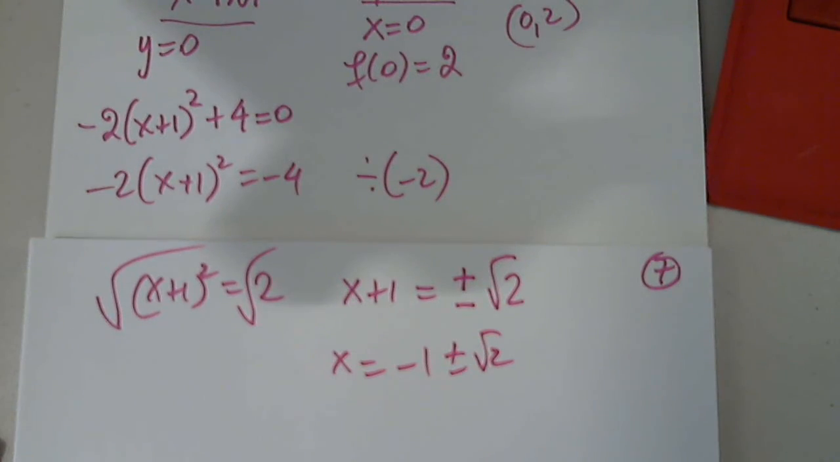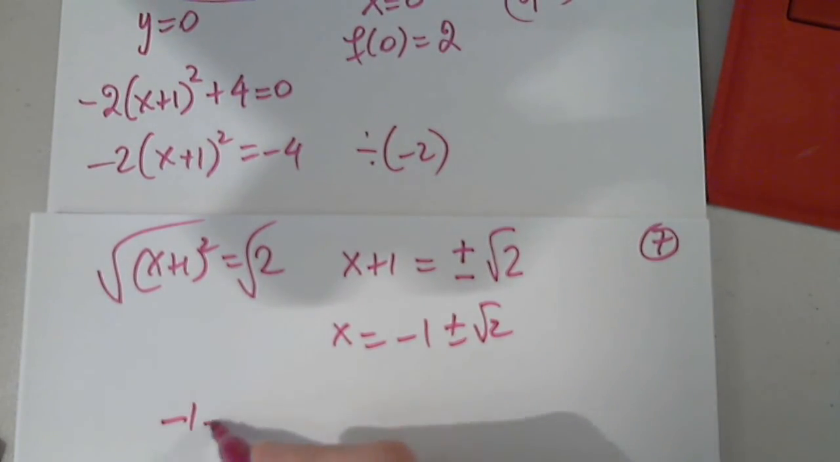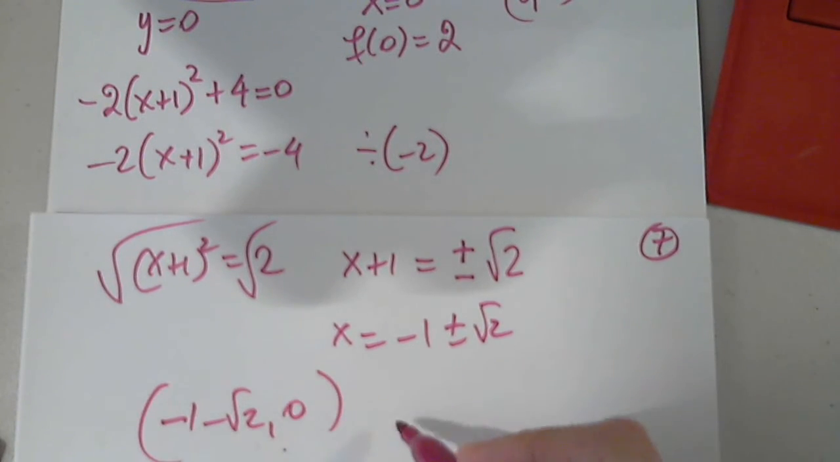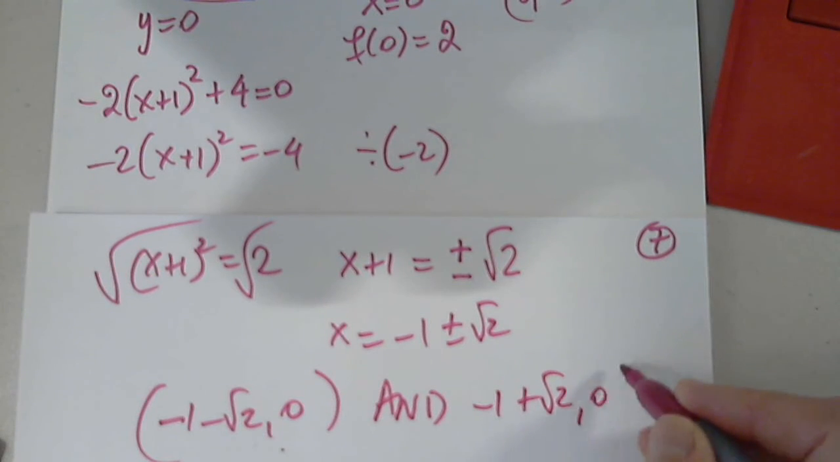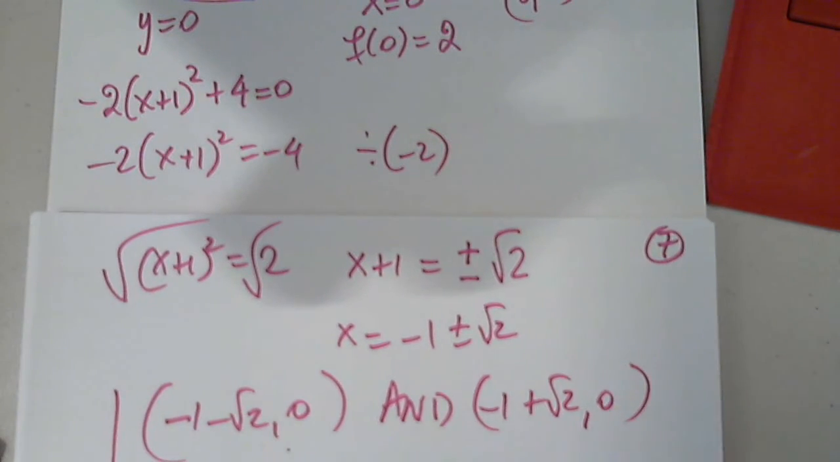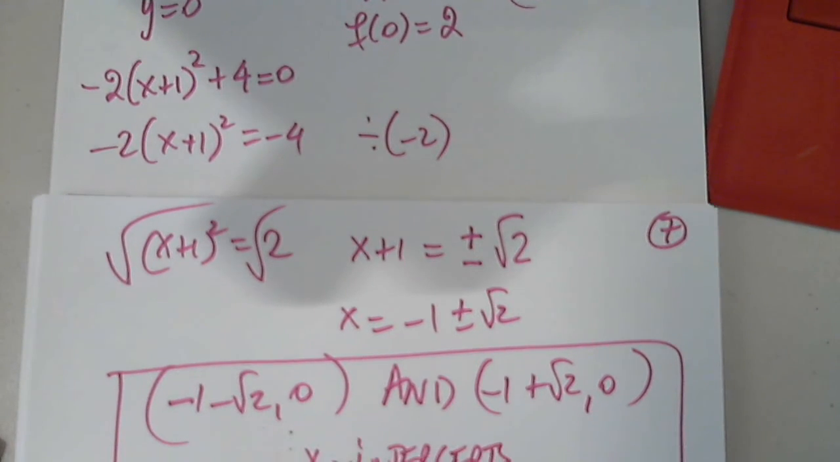So what are the x-intercepts? Negative 1 minus the square root of 2 comma 0, and negative 1 plus the square root of 2 comma 0. These are the x-intercepts, which I could not have determined with a quick graph using transformations.